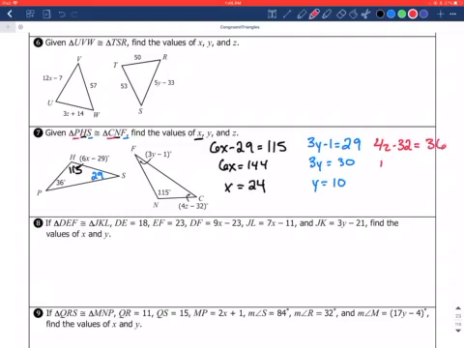And then lastly, we have 4z minus 32, which is C, and that matches up with P, and we know that P is 36. So we'll add those together. That will give us 68. And when you divide that, that'll give you 17.